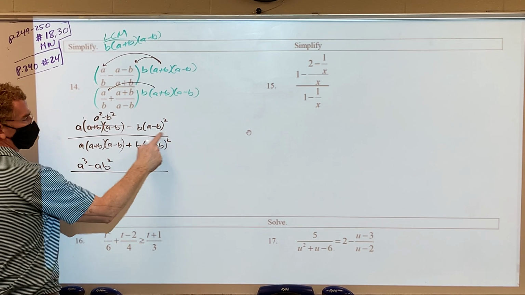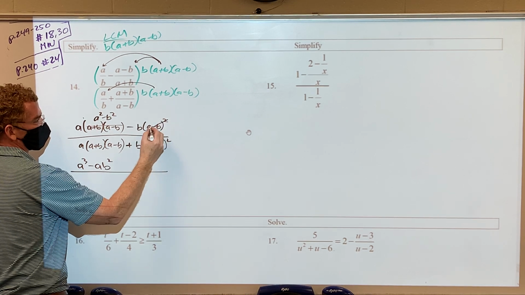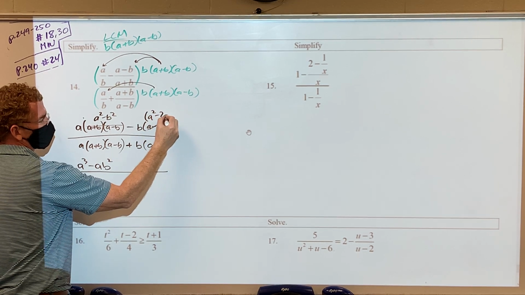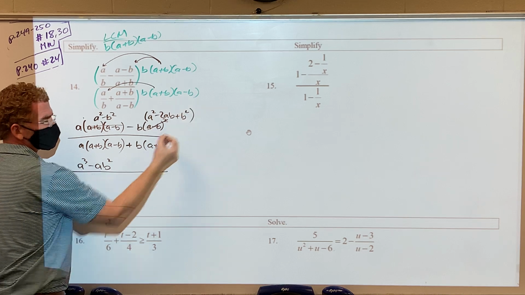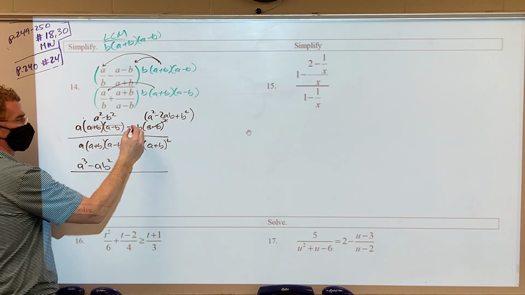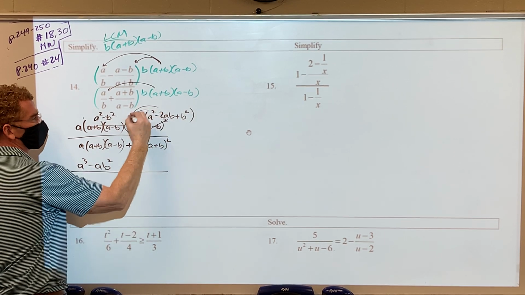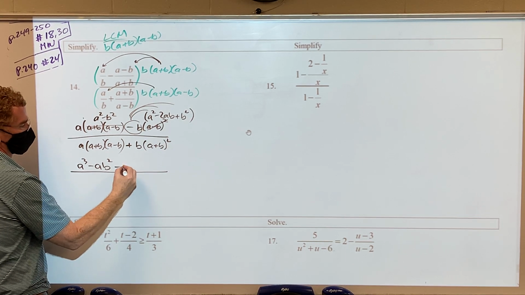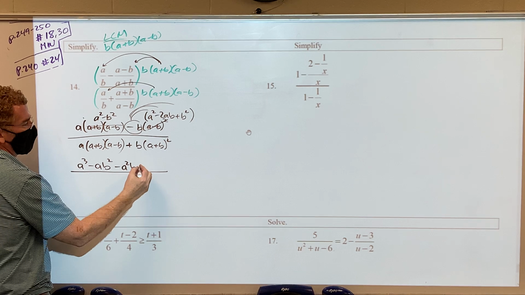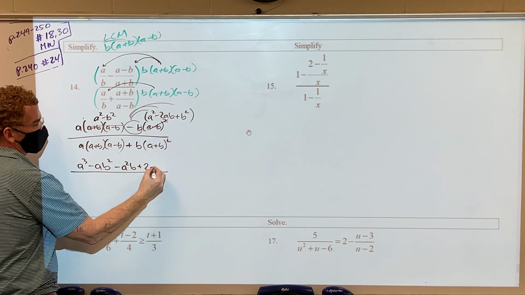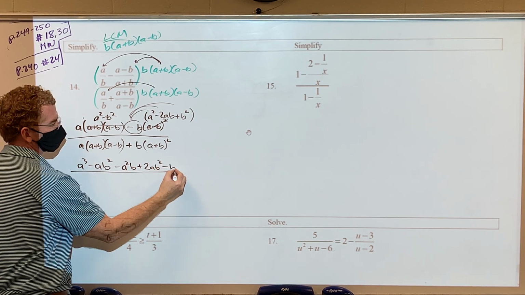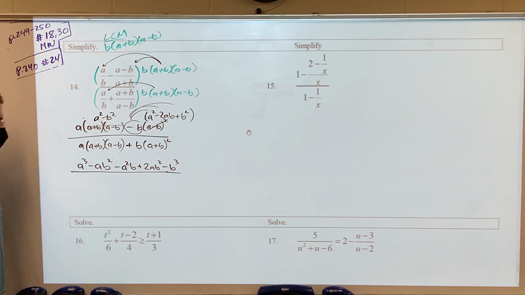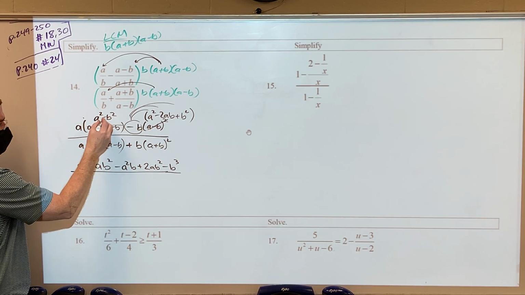All right, what about over here? A minus B squared: A squared minus 2AB plus B squared. But then I've got to distribute the negative B in. This is really tedious, I know. So negative A squared B, positive 2AB squared, negative B cubed. Ugh, nasty. And on the bottom, same thing as this, right?